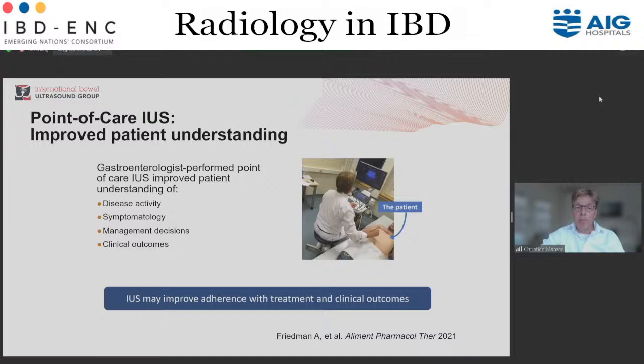One thing we should always keep in mind is point of care intestinal ultrasound might improve patient understanding of the disease. Andrew Friedman from Melbourne performed a very nice study, and he showed that the gastroenterologist performed point of care ultrasound improved patient understanding of the disease activity, symptomatology, management decision, clinical outcomes. So IUS may improve adherence with treatment and clinical outcomes. And that's the beauty of point of care ultrasound. You can talk to your patient, you can explain, okay, you feel better, but the inflammation is still ongoing. We need to continue therapy, and yourself, you get an impression if there is a response or not.